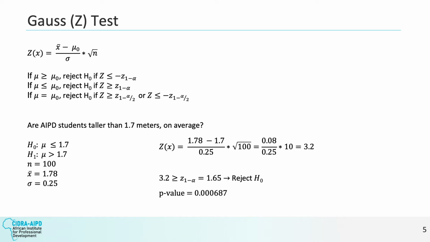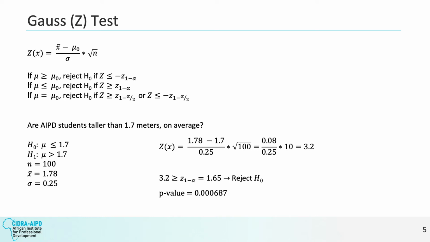But what if we wanted to know what our p-value is? How unlikely is it that our sample is from a population with a mean height of 1.7 meters? We can use a p-value calculator. We enter our test statistic of 3.2, that we are using a 0.05 significance level, and that we have a one-sided hypothesis. We get a p-value of less than 0.001, which is further proof that our results are statistically significant.